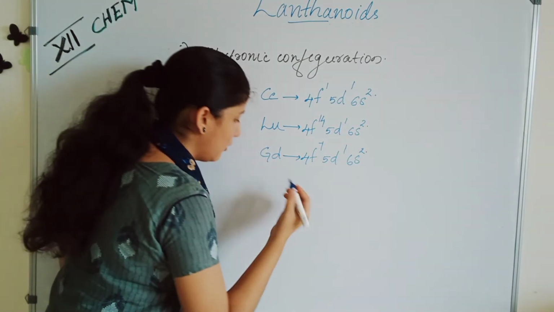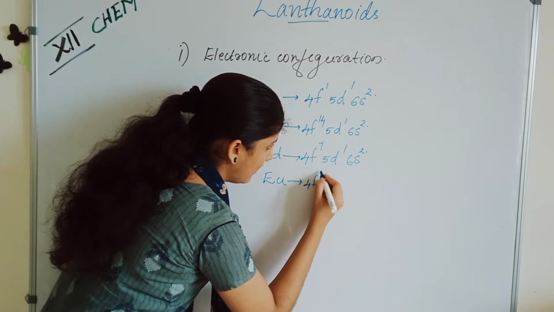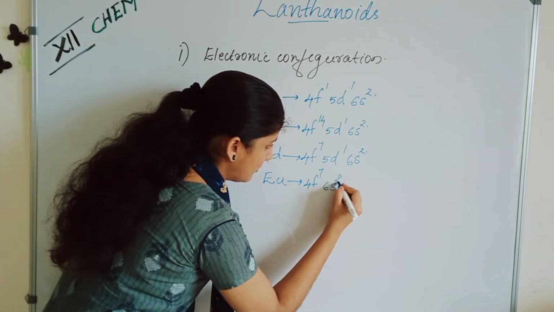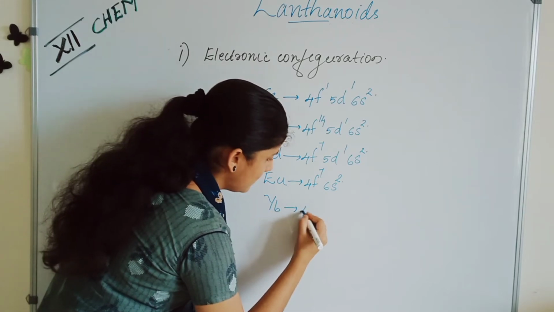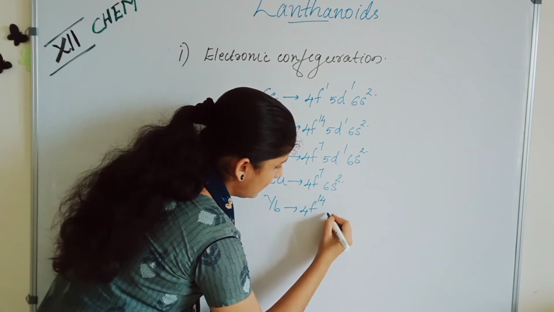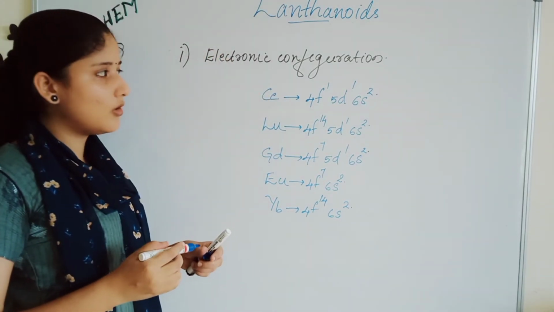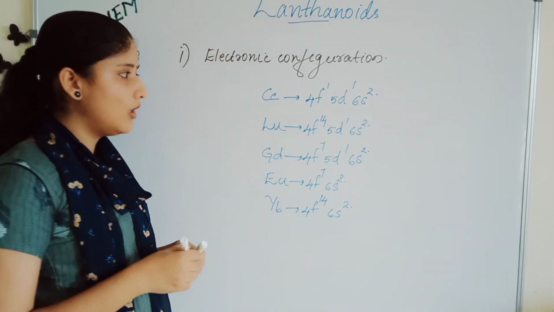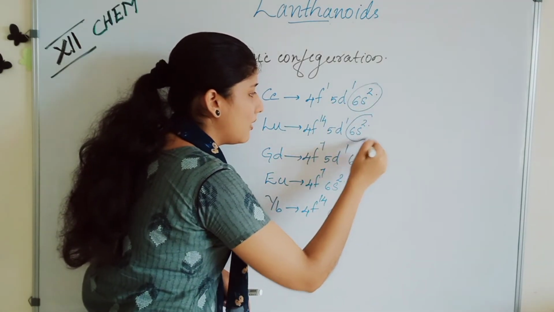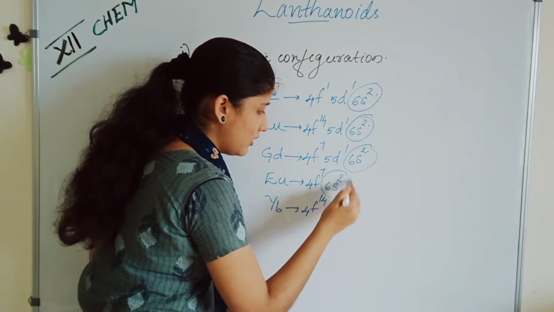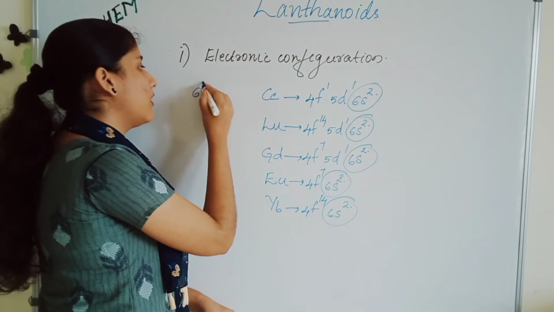Cerium, lutetium, gadolinium. Europium is half filled, 4f7, 6s2. Ytterbium, Yb, it is 4f14 6s2. These are some of the electronic configurations of lanthanoids. Look, for all the elements we have 6s2 in common. That only we can say for the general electronic configuration. 6s2 will be common.